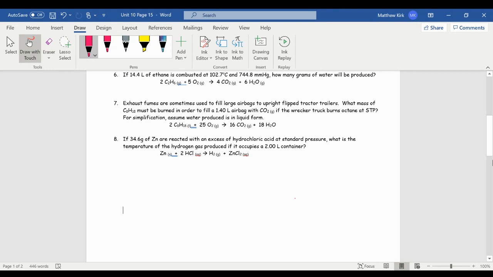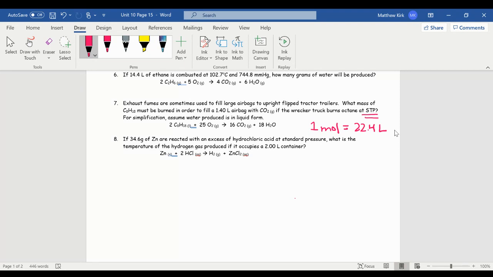If we are at STP, for instance, here's a hint with number 7. Number 7 tells us that exhaust fumes are sometimes used to fill large airbags, and we want to know what mass of C8H18 must be burned to fill that 1.4 liter airbag. I'll give you a hint: it tells us that our wrecker truck burns at STP, standard temperature and pressure. When we are at STP, remember, we can use that 1 mole of any gas has a volume of 22.4 liters as a conversion. So we can just plug that in to do our stoichiometry to change liters to moles and then use our mole ratio.